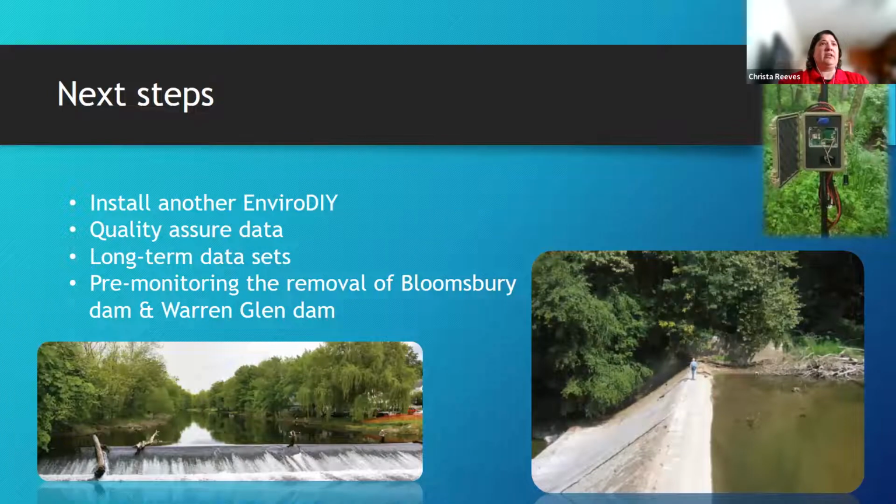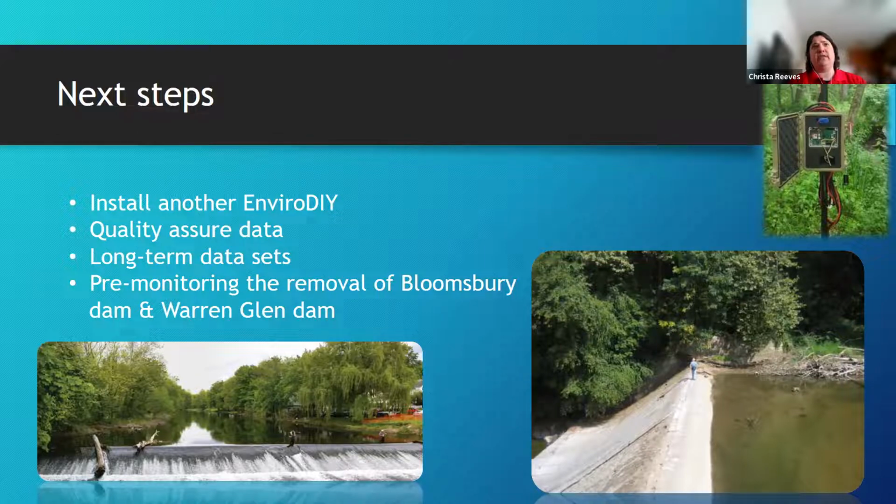And another thing that our next step for us is to install more of these Enviro DIYs. Like Jake was saying, monitor now, right? You got to monitor as much as you can, get that baseline data. So we have set ourselves up. We have one above the Warren Glen Dam, which is the next fish passage impediment going upstream, and then the Bloomsbury Dam. So we have 2 Enviro DIYs now.